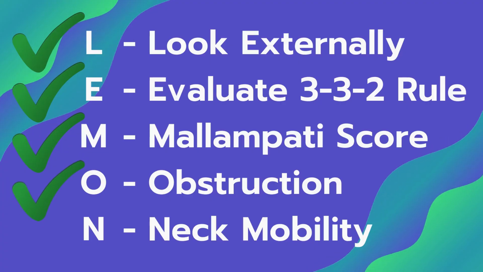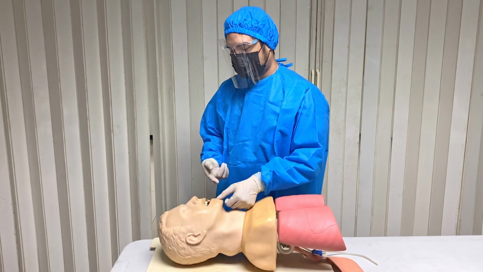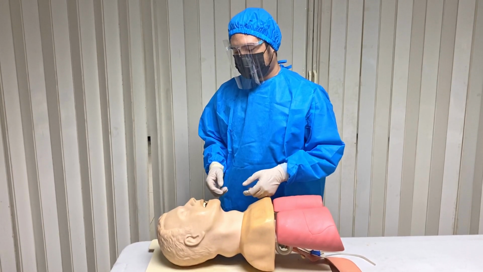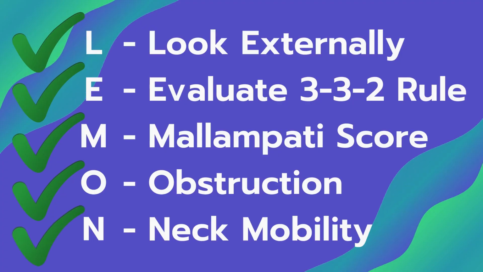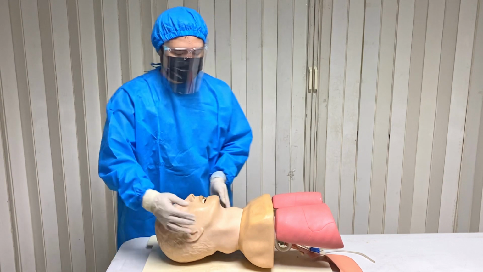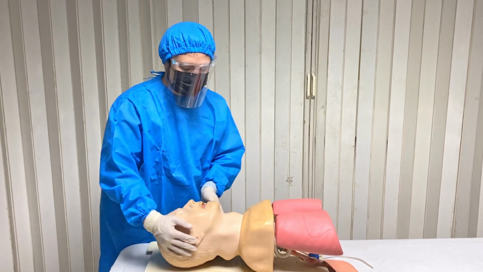Check for obstructions. Conditions such as epiglottitis, head and neck cancer, neck hematoma, foreign bodies, or thermal injury can compromise laryngoscopy, the passage of the ET tube, the BMV, or all 3. Check neck mobility. Since our patient is obese, we should anticipate a difficult bag mask ventilation.